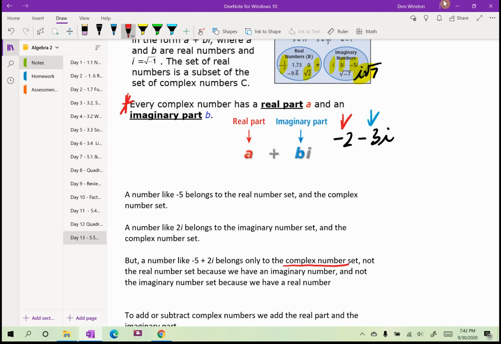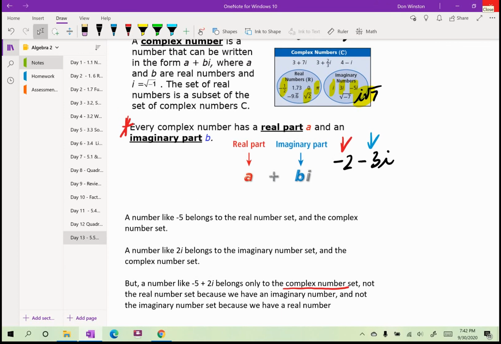So again, key point, a complex number must have a real part and an imaginary part. If it doesn't, it's either a real number or an imaginary number. However, it still belongs to the complex number set. It's just not a complex number. Again, every complex number has a real part and an imaginary part.